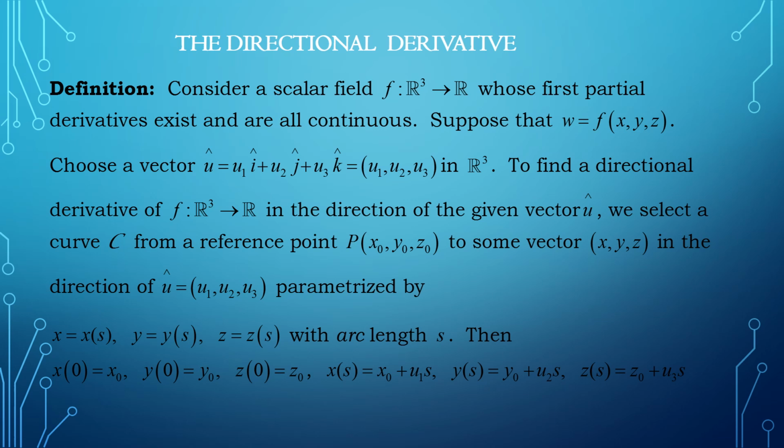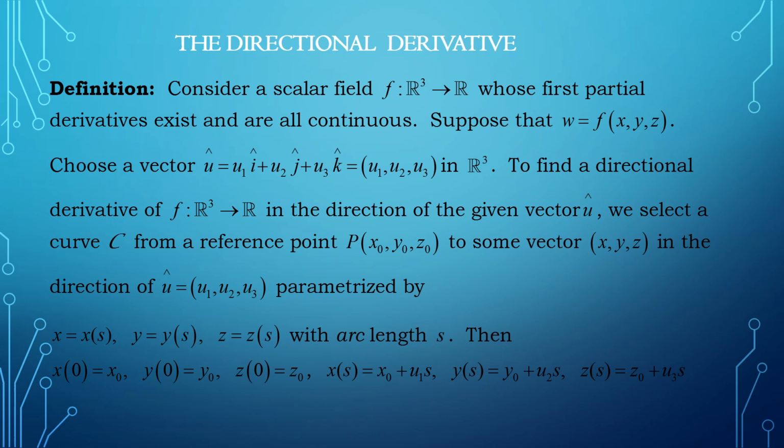Now we want a directional derivative of the given surface w equals f of x comma y comma z in the direction of our prescribed vector u cap. Here we require the direction of u cap only but not its magnitude. So we discard the magnitude of u cap. We don't want its magnitude, so we take u cap to be a unit vector.